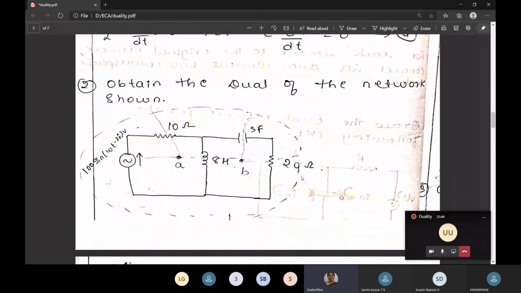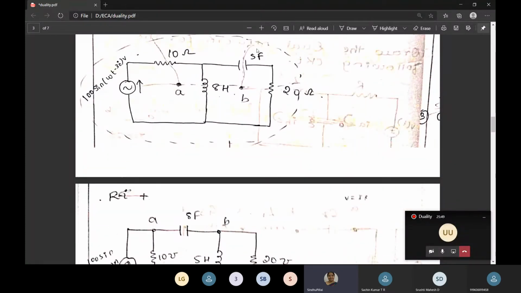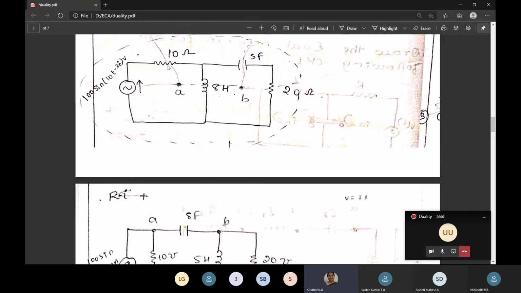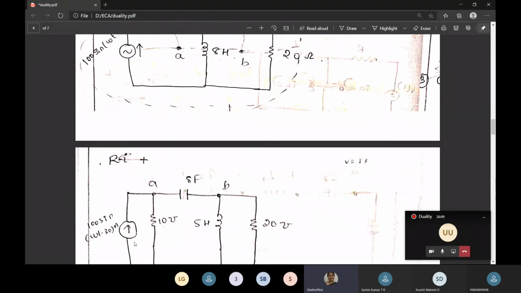Next, we'll go for the next network. Obtain the dual of the network shown. They have given numbers here. So again, the same two meshes are there. So give the nodes A and B. Resistance, capacitance, inductance are given. This is a voltage source, so convert it into a current source. And we have in series a 10 ohm resistor. That will become 10 mho, conductance, that is the symbol here.